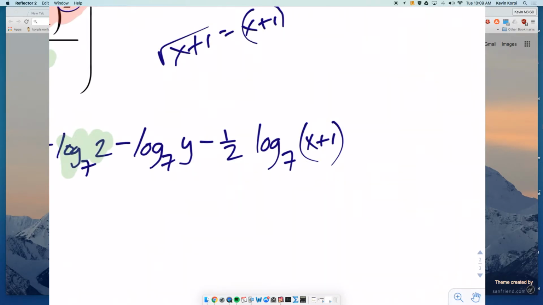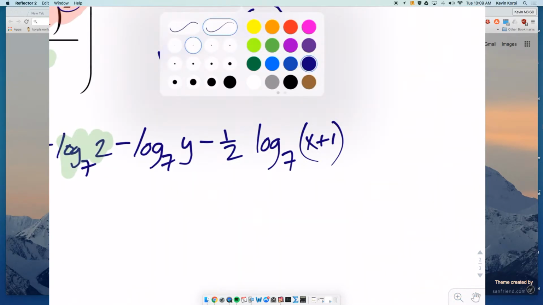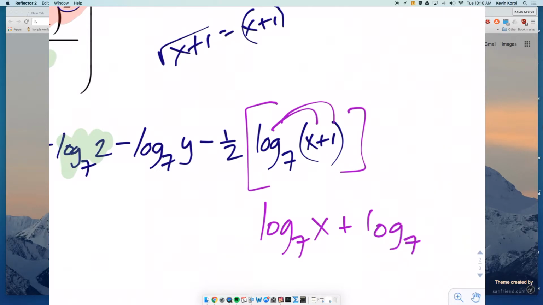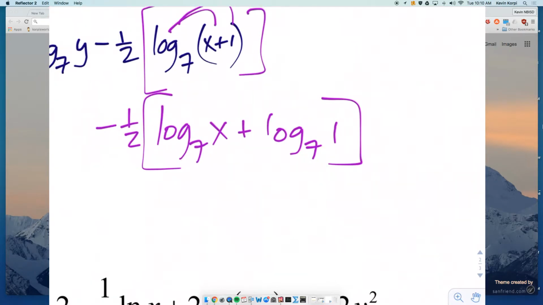Now, let me ask you this. Can we then distribute this log base 7 of into the x plus 1? Can we call that log base 7 of x plus log base 7 of 1? I don't know. What if I still had the negative 1/2 out front and I distributed it after the fact? Can I distribute a log into its own argument like that? I cannot, actually. This is a big no-no.